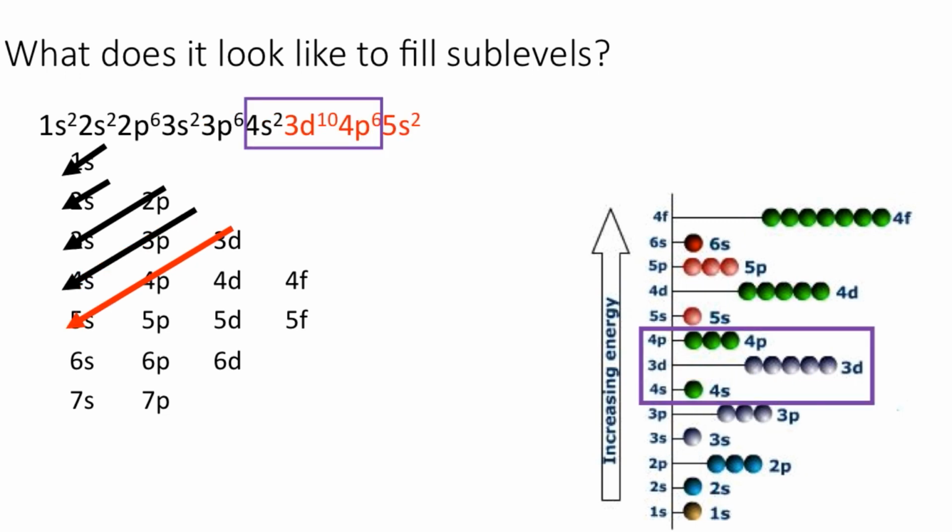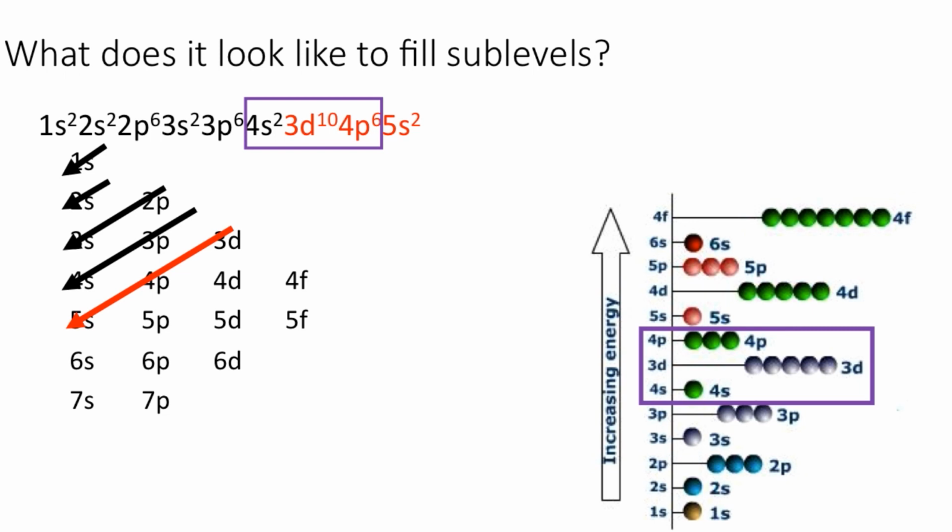This is where things are going to get a bit odd. Notice how when we continue that pattern on the left diagram of diagonal arrows, or if we were to go on the right diagram and go up one more level, we're going to end up hitting the 3d sublevel before we actually reach the 4p sublevel. So the reason for that is because the 3d sublevel is actually of higher energy than the 4s sublevel, but of less energy than the 4p sublevel.